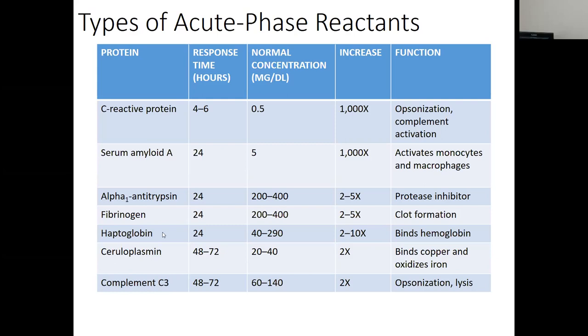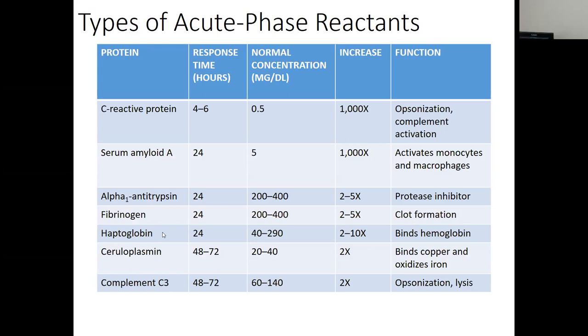Optimization, what is that? You might have heard that term before. Optimization increases what? The immune response. That increases the chance of getting it eaten. So whatever happens, like we said, these acute phase reactants bring in the microbe and the phagocytic cell, they increase the chances of that microbe getting eaten, right?